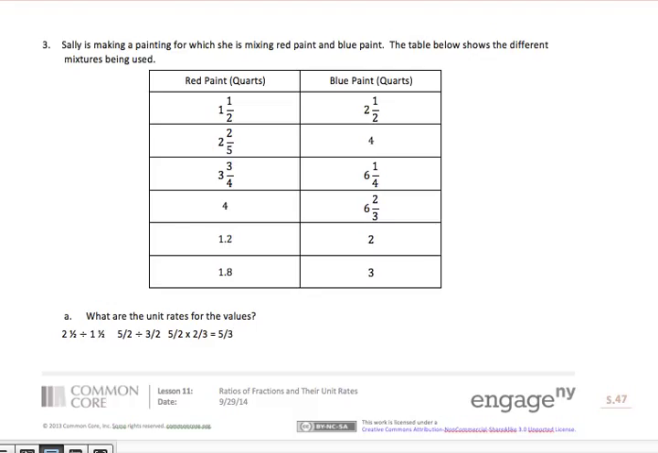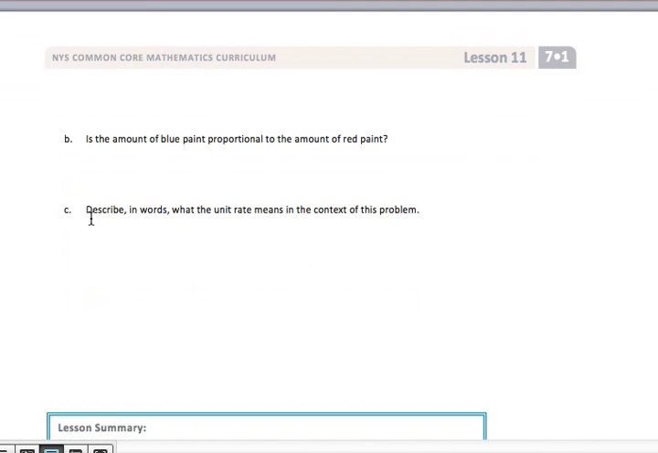To determine whether the blue paint is proportional to the amount of red paint, we would double check the rate from other numbers, and we do find that it is proportional. Finally, in the context of this problem, we would describe in words for every 1 2/3 quarts of blue paint, she must use 1 quart of red paint.